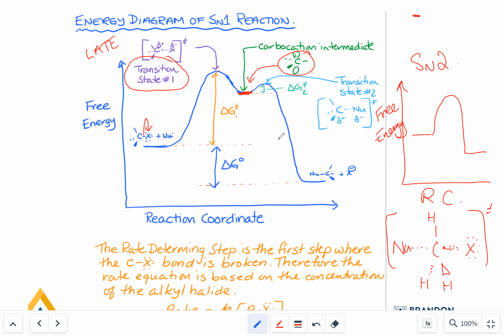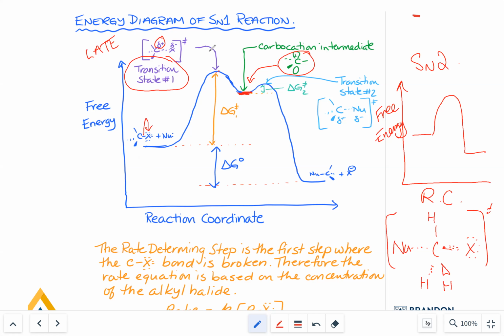So carbon with a positive charge. So this has got a carbon with a delta plus here. So this transition state's going to more closely resemble our carbocation intermediate as opposed to our starting material. And this becomes important for the types of alkyl halides which will undergo SN1 reaction.